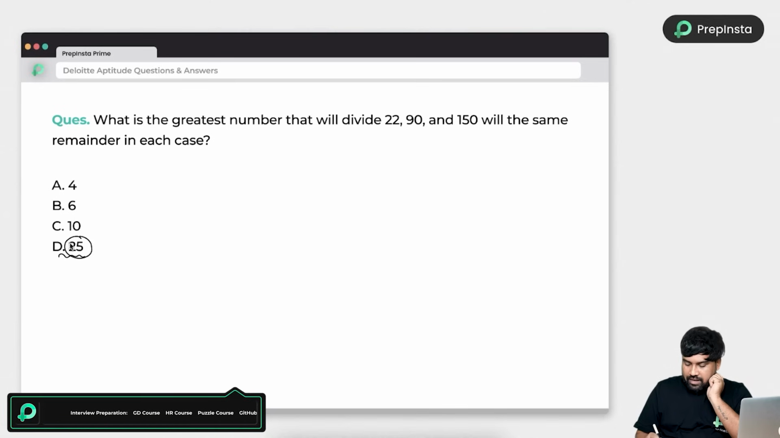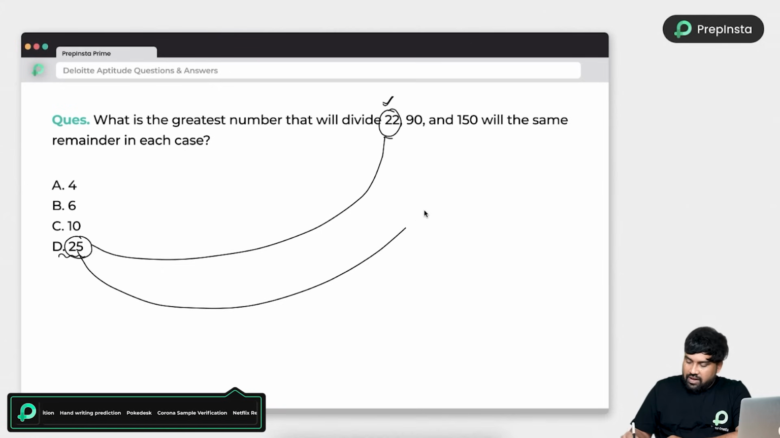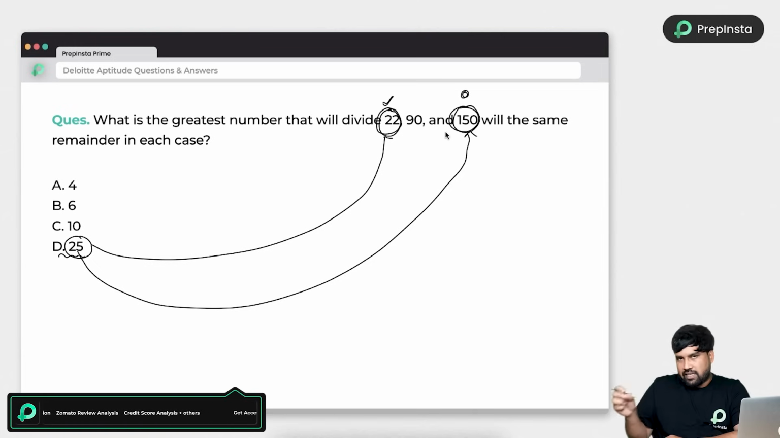See, 25 cannot divide 22, so the remainder is always 22. And if you observe, 25 will exactly divide 150, so the remainder will be 0. So here the remainders are different in each case, right?